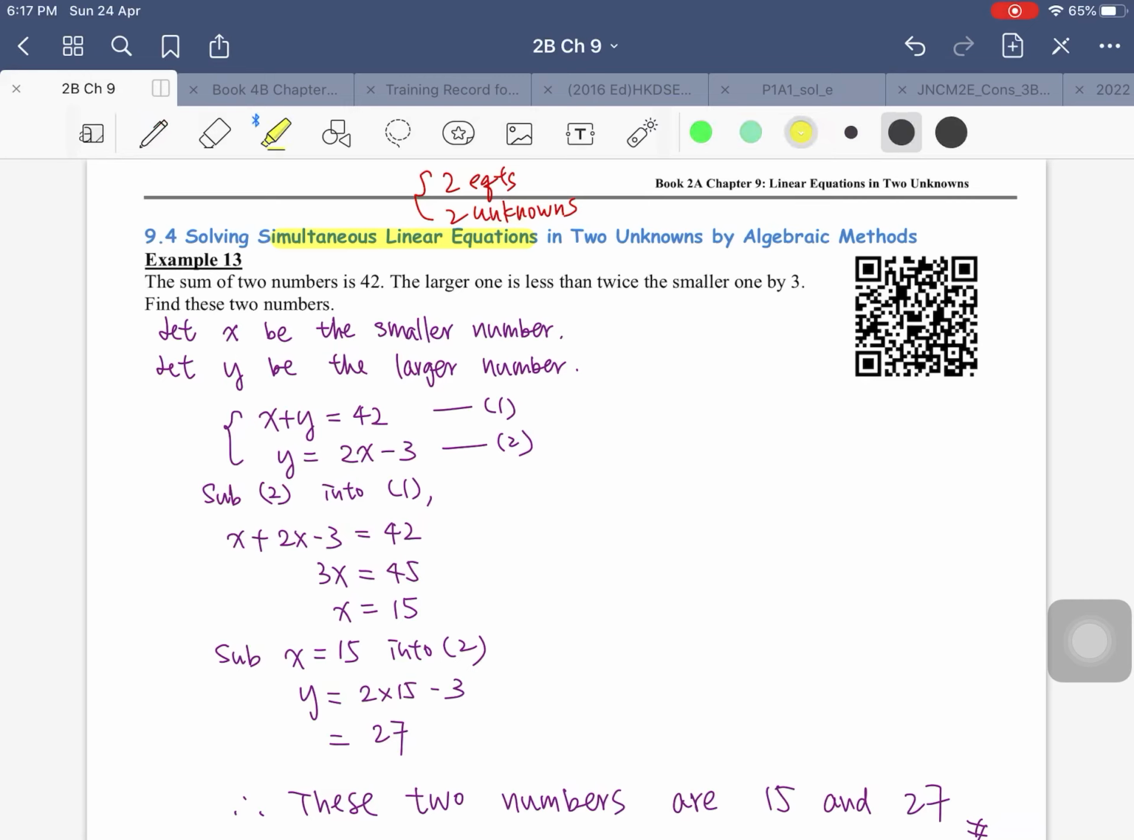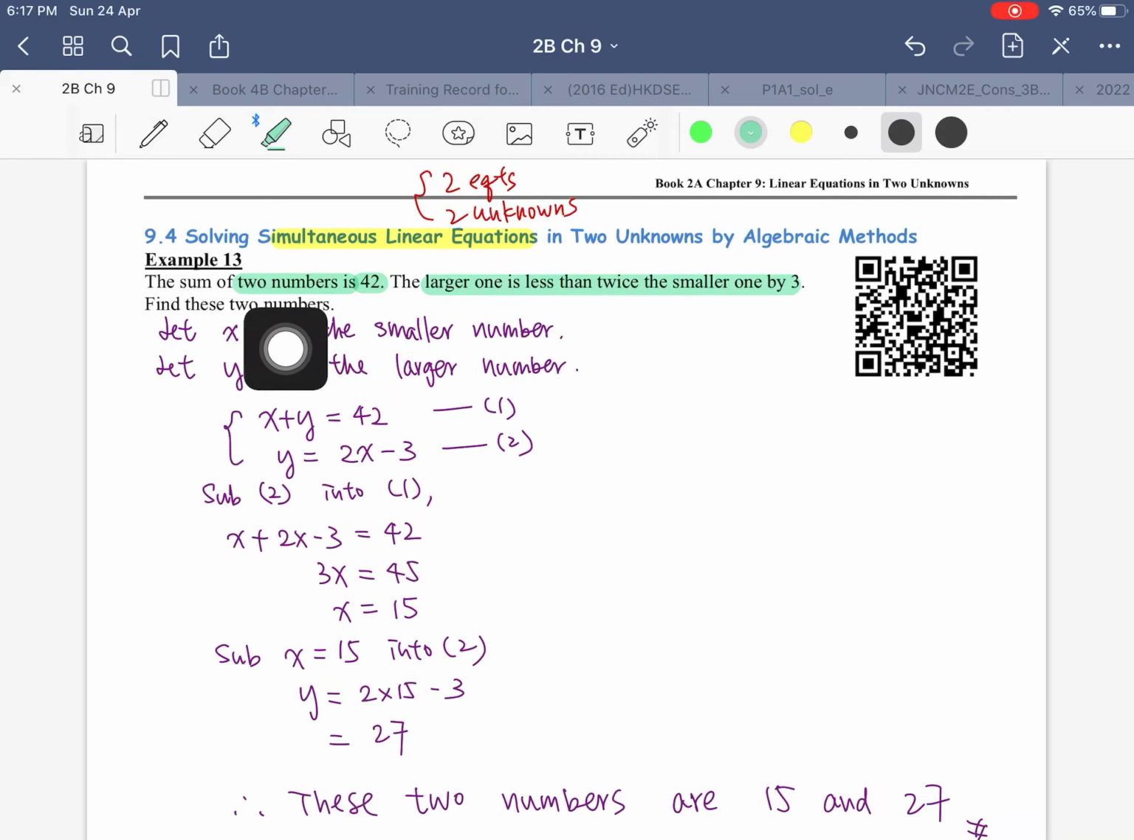You will notice that you have two numbers. Then you have two statements. One is that the sum of the two numbers is 42, and the other one is that the larger one is less than twice the smaller one by 3. So you observe that you will have two numbers, that means two things. Then I let two unknowns for those two numbers. Firstly, I let x be the smaller number, and then let y be the larger number.